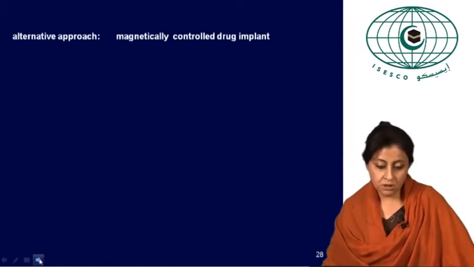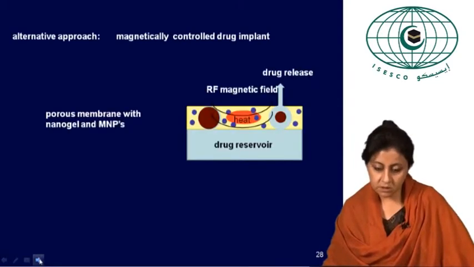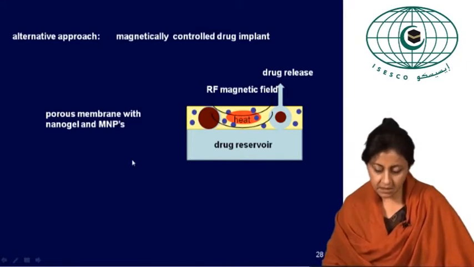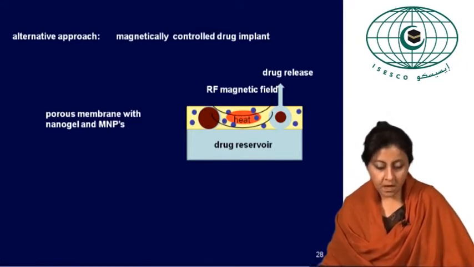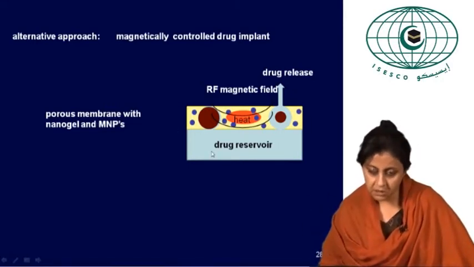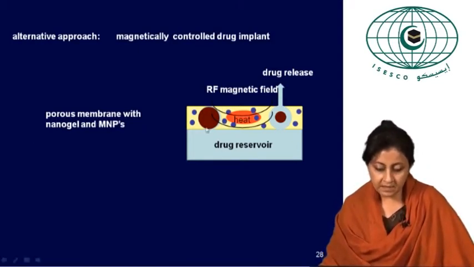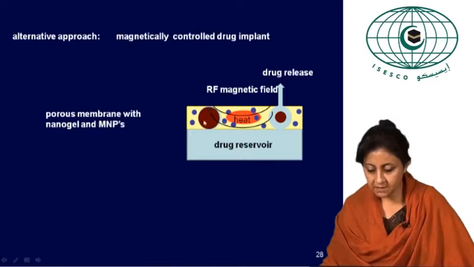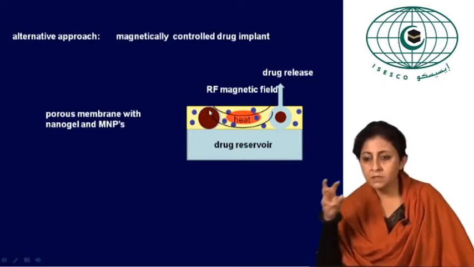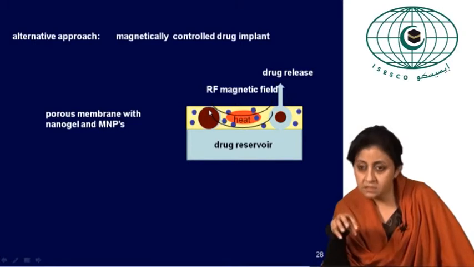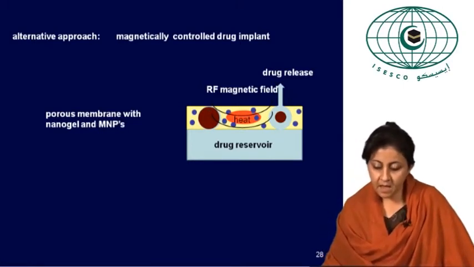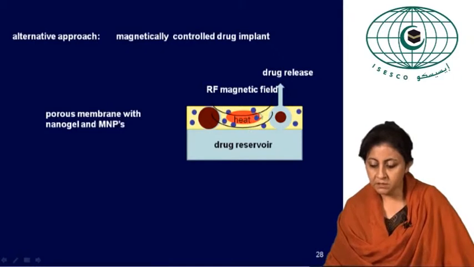The alternative approach is a magnetically controlled drug implant. This was also patented very recently, just about a year or two ago. Here you have a drug reservoir. So this is a chip which is put inside the body near to the area where the drug is required. There's a drug reservoir, and the yellow is a porous membrane with a nanogel. So the black circles here are a nanogel, which is inserted into the pores of this membrane, and the dark blue circles are magnetic nanoparticles.